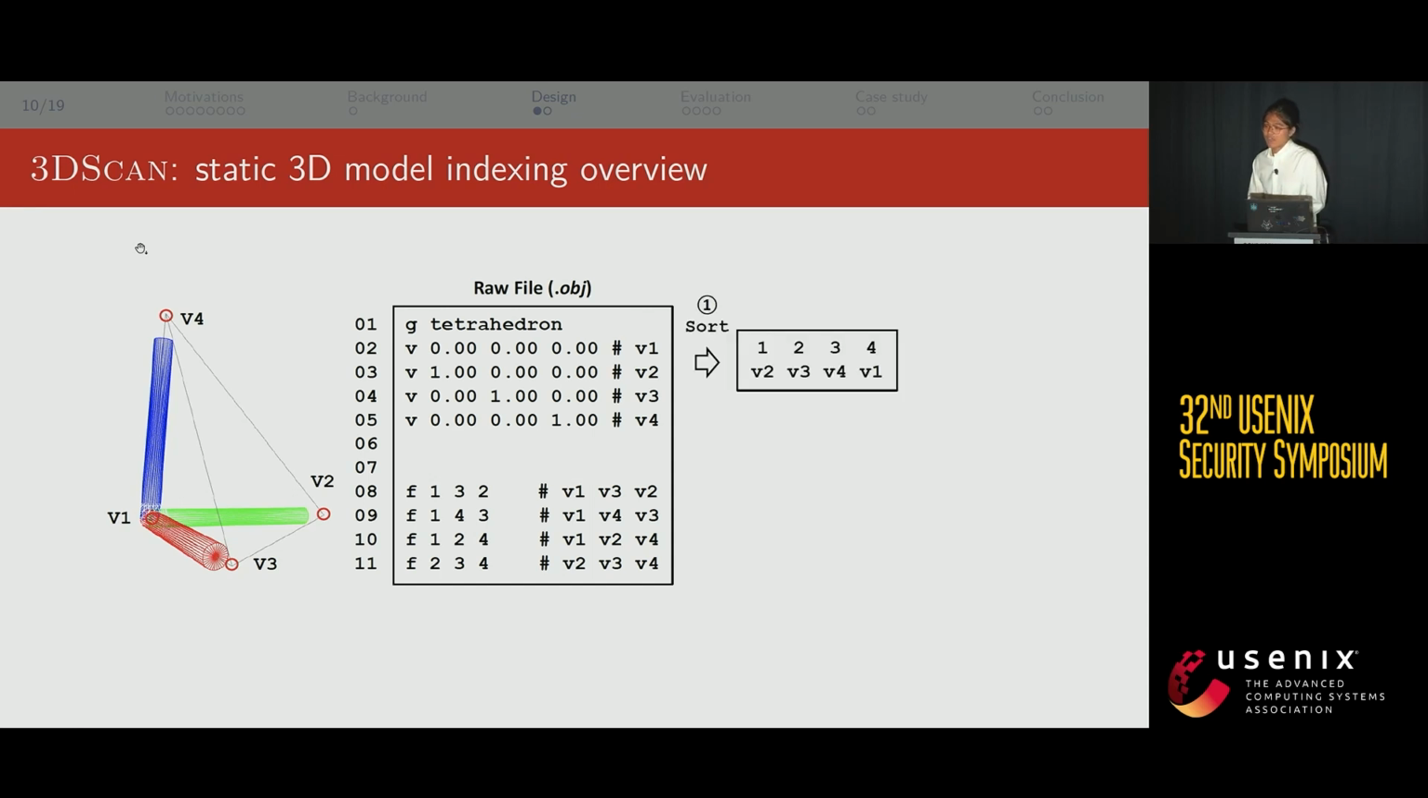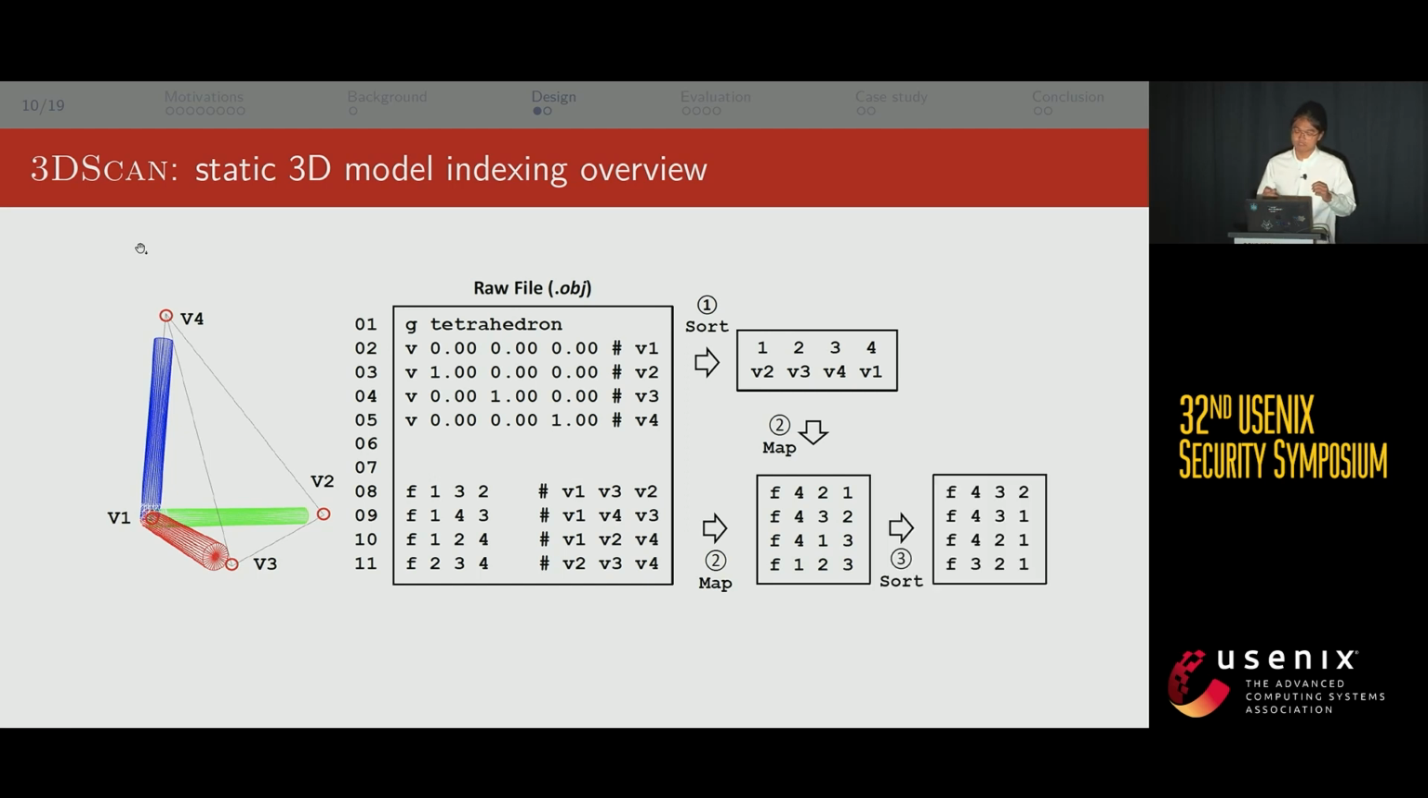So for the raw file, we first sort the vertices, and then we map the vertices with the faces. Now, when we have the related faces, we can do the sort again within the rows of faces, and finally we do the crypto hash to obtain the final index.